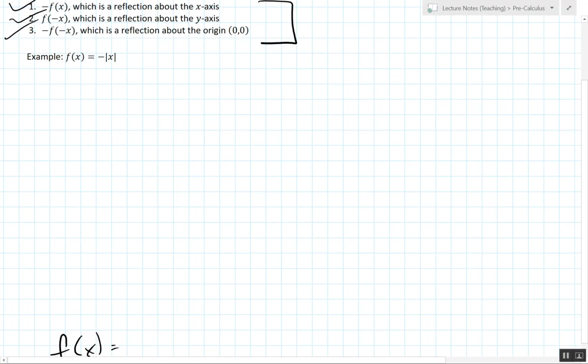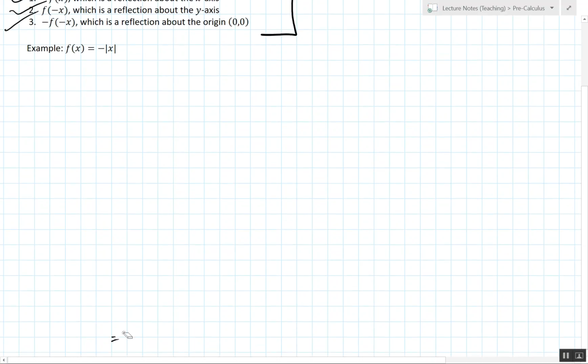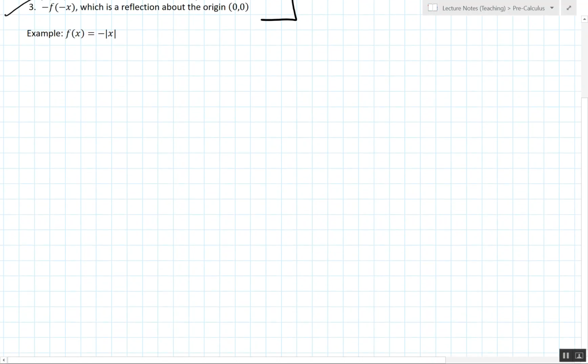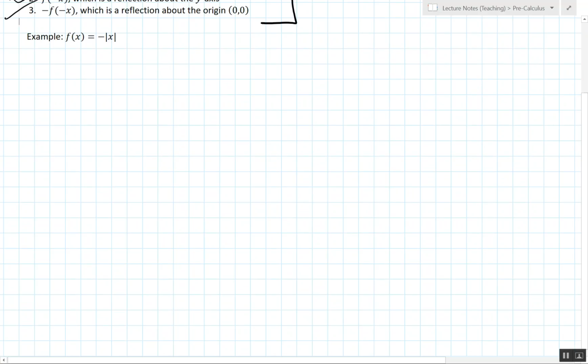So our first example here, sorry about that. That was a previous attempt at this video. So f of x equals negative the absolute value of x. So the first thing we're going to graph is g of x equals the absolute value of x.